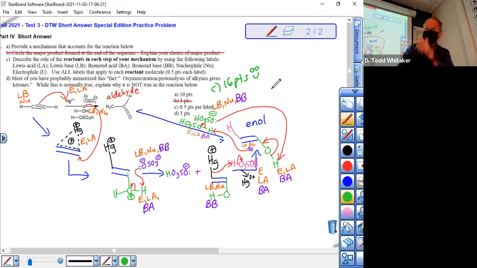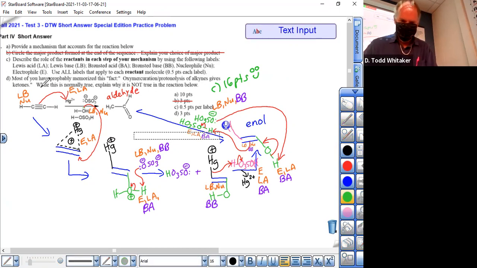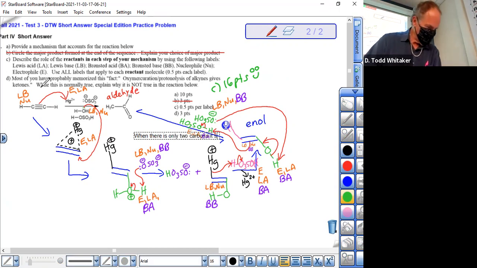You remembered it, it stuck. Good. Well written then. Okay. Did we finish? Oh, we have to comment on that fact. So let's just do a sentence that covers why this made an aldehyde. When there is only 2 carbons, it is physically impossible to make a ketone. I think that covers it, right?